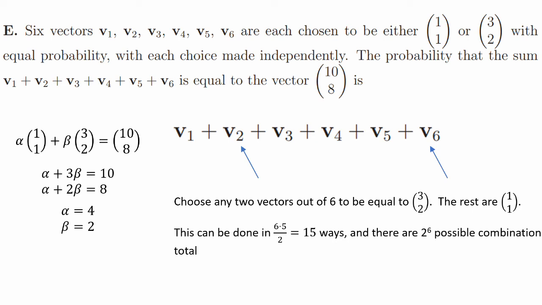This can be done in a total of 15 ways because there are 6 ways to choose where to place the first (3, 2) vector and 5 ways to place the next (3, 2) vector. However, since the order doesn't matter, we divide by 2. And there are also 2 to the 6th combinations total. This gives us a probability of 15 over 64, and that's the final answer for this question.